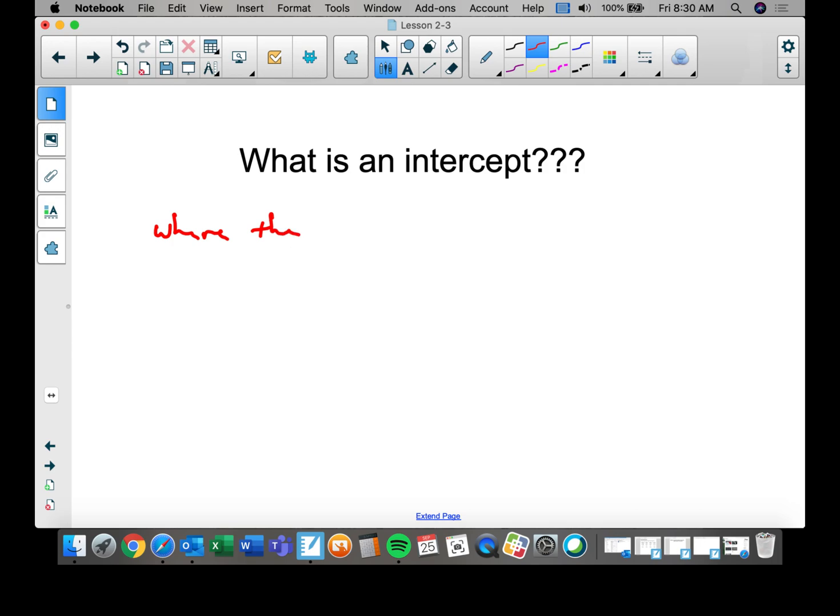the graph crosses an axis. Okay, so it could be the x-axis if it's an x-intercept. It could be the y-axis if it's the y-intercept. And if you think about it, the y-intercept, okay, is when x equals 0. It's always when x equals 0, because of the fact that every point, if x didn't equal 0, you'd no longer be on the y-axis. You now would be off of the y-axis at +1 or -3 or something.